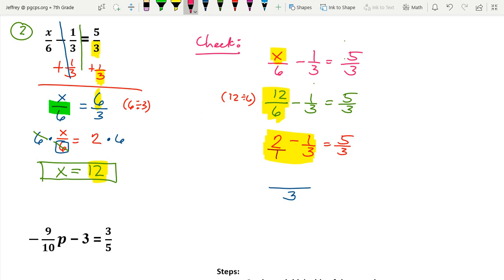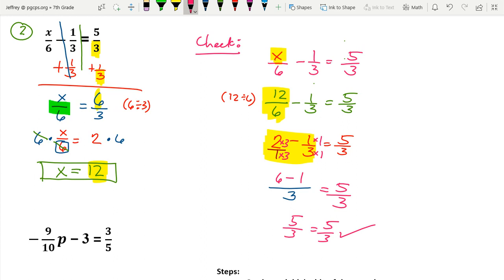So what did we multiply to 1 to get 3? We multiplied 1 by 3. So if we did that, we do the same at the top. So 2 times 3 is 6 minus. Then what do we multiply to 3 to get 3? We multiply that by 1. So we do the same at the top. 1 times 1 is 1. Now, what's 6 minus 1? That's going to be 5/3 is equal to 5/3. So our answer is absolutely right.